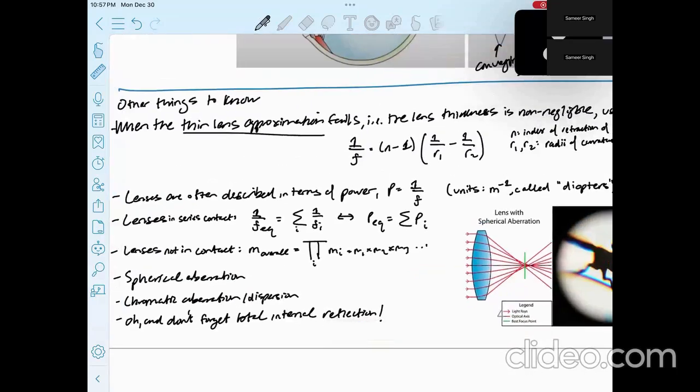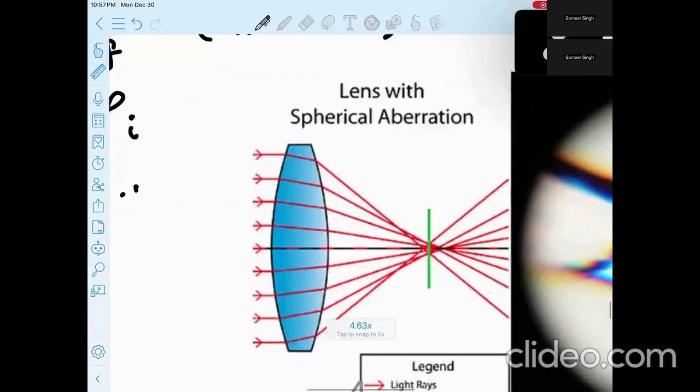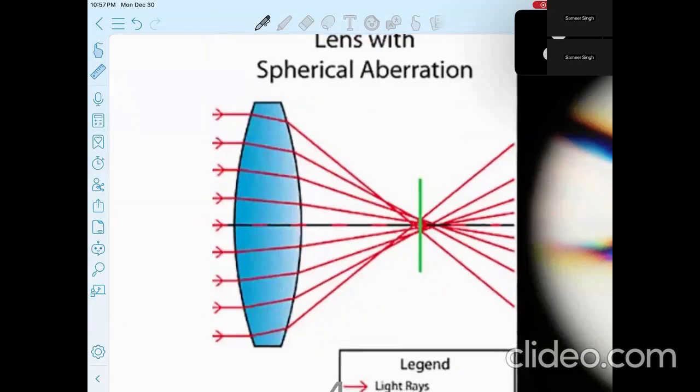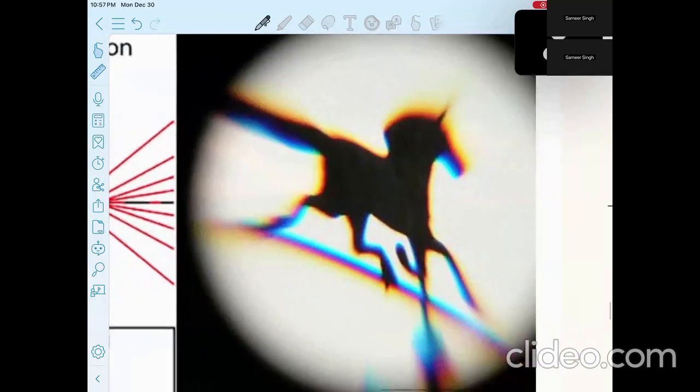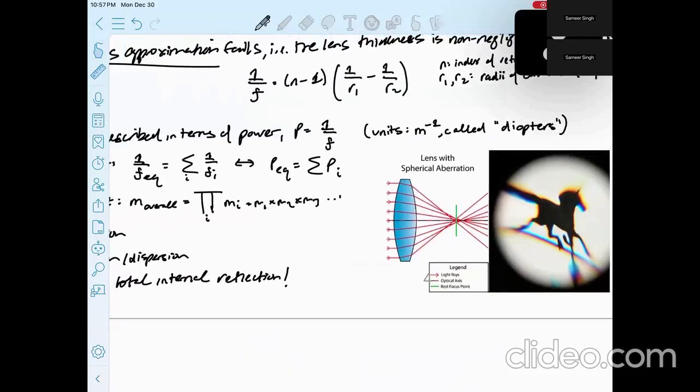Other things to know: spherical aberration. This is basically smudging, blurring, so you don't have all your rays coming to focus at the same focal point. You have some circle of confusion here, and so you get a blurry image around the edges. An aberration is some kind of imperfection.